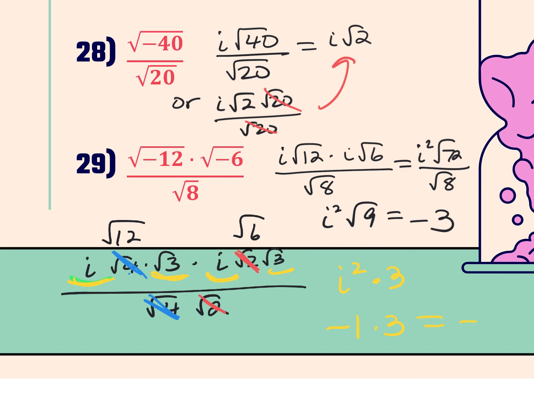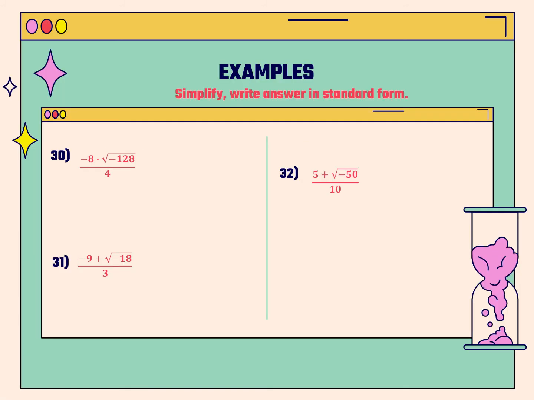And this you can't see. Oh my goodness. i squared times 3. i squared becomes negative 1. And then final answer, negative 3. Same answer I got when I multiplied them. So different ways to go about taking care of some of these. Pretty good there? All right. Let's try some more. Same thing.